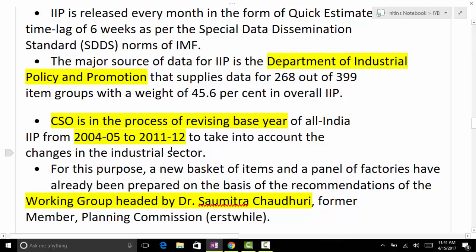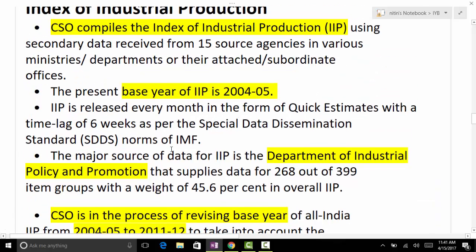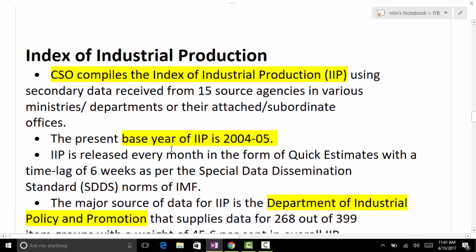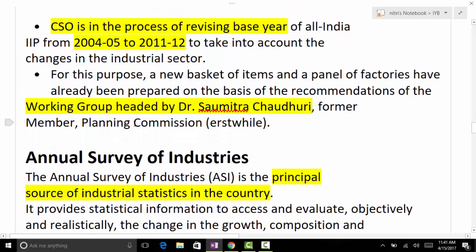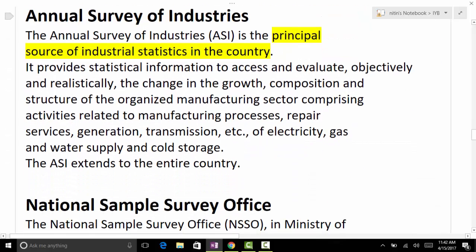4-5 से आपको अभी चेंज करना है. स्टिल इट इज बेस ईयर इज 4-5. So the committee under Dr. Sumitra Chaudhary is there to revise the base year of IIP. Then जो CPI डिफरेंट CPIs है उनका सबका अलग-अलग बेस ईयर है. तो वो अलग-अलग आपको पता है? No, you just have the exact overall की कितना है.